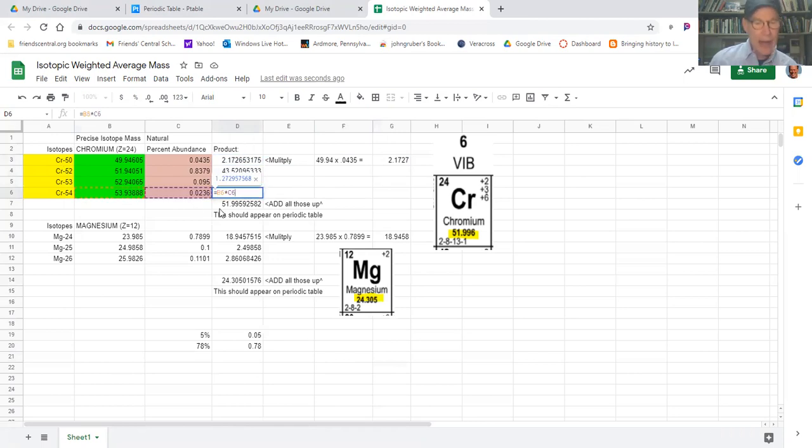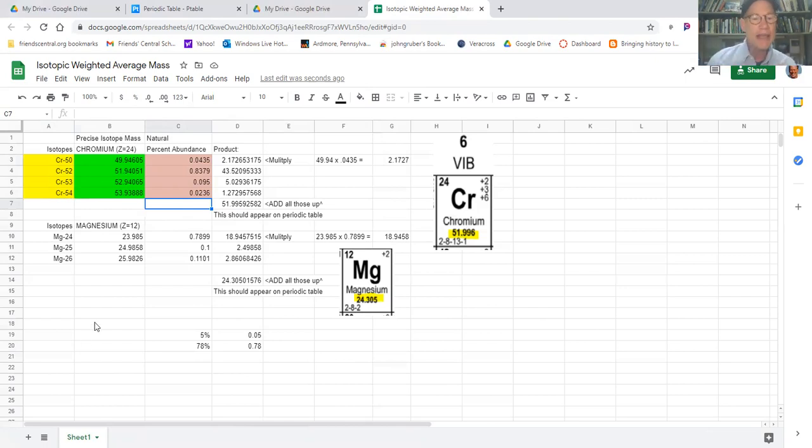And when I add them up, what I'm going to get is this number here, 51.996. That is the overall average atomic mass of chromiums when they're made up of these 4 isotopes in these 4 abundances. And notice what happens. The periodic table is listing that 51.996 as the overall average atomic mass of chromiums in general.